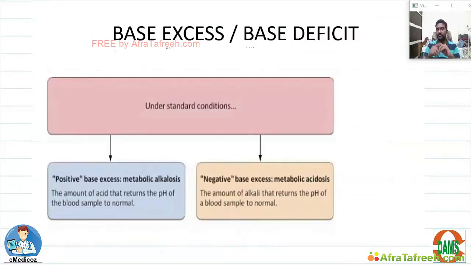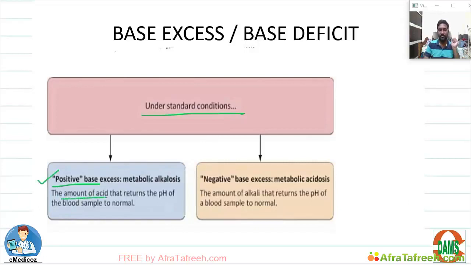Then what is the concept of base excess and base deficit? Let us see the definitions. Under standard conditions, so normal room temperature and normal parameters, positive base excess means metabolic alkalosis. So positive base excess is the amount of acid that returns the pH of blood sample to normal. So base is in excess. So whenever base is in excess, it means there is some alkalosis.